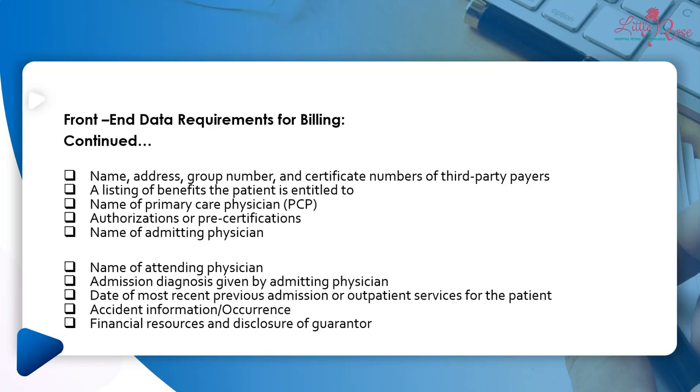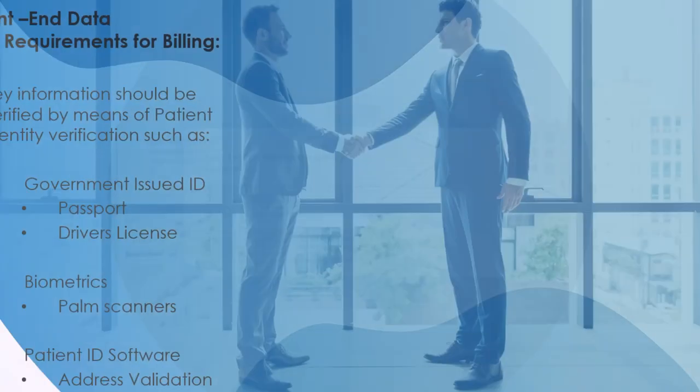Front-end data collection requirements for billing continue. Name, address, and group number, certificate numbers for third-party payers, a listing of benefits the patient is entitled to, the name of the primary care physician or PCP, authorization of pre-certification, the name of the admitting physician, the name of the attending physician, admission diagnosis given by the admitting physician, date of most recent or previous admission or outpatient services for the patient, accident information or occurrence, financial resources and disclosure of guarantor.